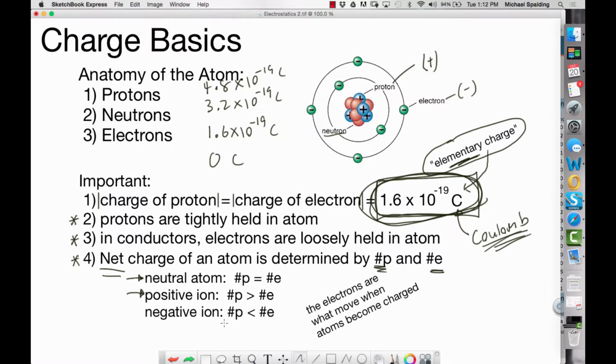So think of an atom becoming charged. It's like a battle between the protons and the electrons. But at the end of the day, what's going to be doing the movement? Will the protons be moving around to charge the atom, or will the electrons be moving around to charge the atom? The electrons. So that's what I wrote right here. The electrons are what move when atoms become charged. All right, any questions here? It gets better. We're moving on.